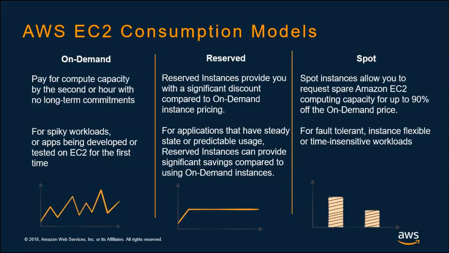So first and foremost, we have multiple different purchasing options or consumption models for EC2 instances. There's on-demand, which is fantastic for spiky workloads or applications that are still being developed. Once you get an instance, you pay the bill, and that instance is yours until you choose to turn it off and stop paying for it. Then there's reserved instances. Reserved instances are a fantastic way to reserve capacity or receive a significant discount off workloads that are predictable or steady state.